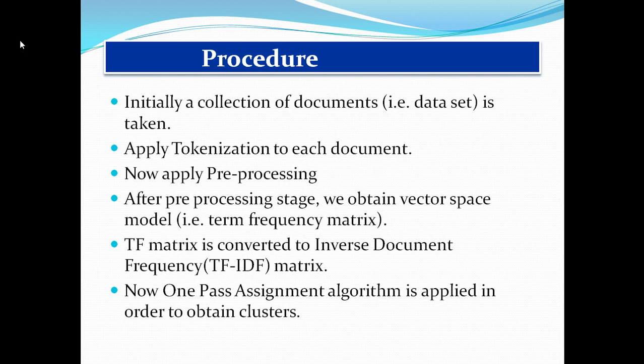Procedure. Initially, a collection of documents is taken, that is called the data set. Now, tokenization is applied to each document. After applying tokenization, pre-processing is applied. In the pre-processing stage, there are some methods. After following those methods, we obtain a vector space model, that is the term frequency matrix. This term frequency matrix is converted to an inverse document frequency matrix. Finally, the one pass assignment algorithm is applied to this TF-IDF matrix in order to obtain clusters.